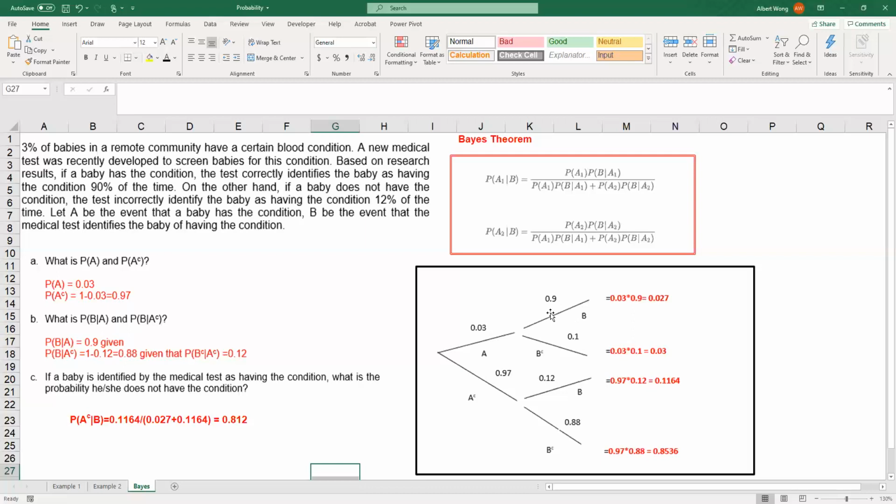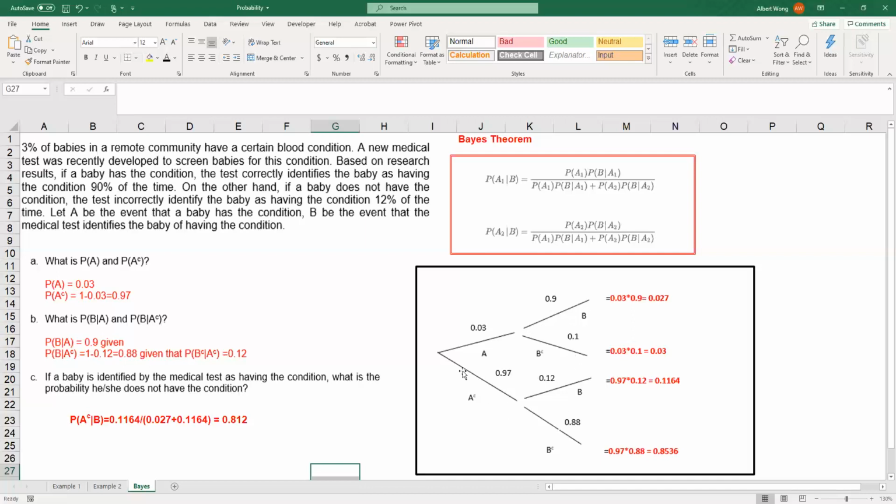Now, once we draw this branch, then we can immediately draw this branch as well, because this is B complement. B complement represents the fact that the baby has a condition, but according to the test, the baby does not have the condition. And we can also find the probability. Why? Because these two probabilities should be adding up to 1. So if this is 0.9, this is 0.1. Right? So this branch is complete based on that.